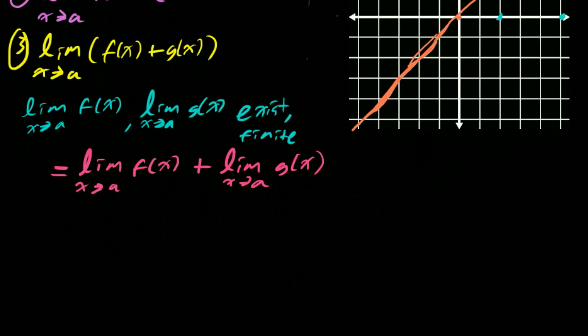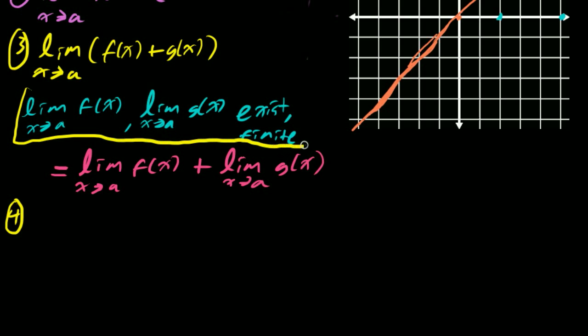Let's move on to the fourth property. In the fourth property, all the rest of the properties in this sequence are going to depend on this precondition, that the limit as x approaches a of f of x and the limit as x approaches a of g of x both exist and they're both finite.